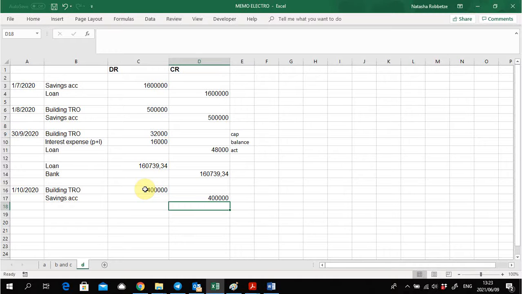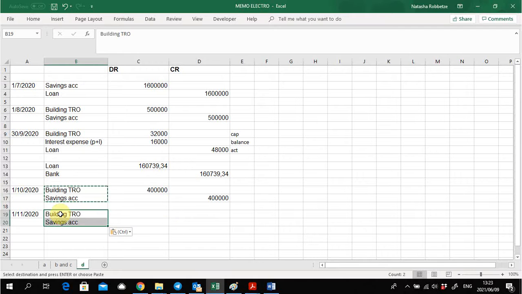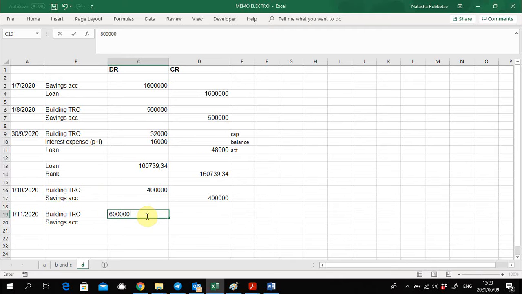Thereafter, there is another progress payment on the 1st of November. So again, same debits and credits, you're increasing the historical cost, taking the money out of your savings account, and that was an amount of 600,000. That was a progress payment due on the 1st of November.